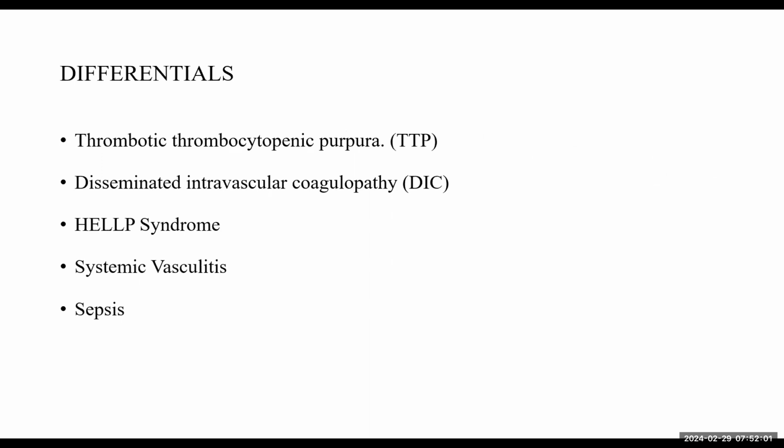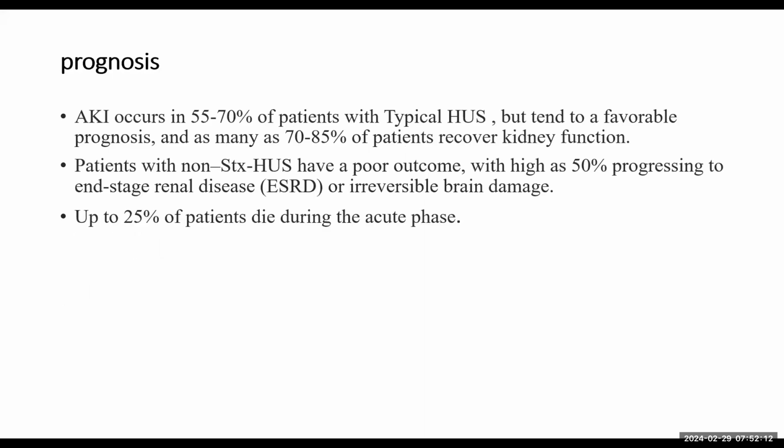The differential diagnoses I mentioned earlier are TTP, disseminated intravascular coagulation, HELLP syndrome, systemic vasculitis, and sepsis. For the prognosis, AKI occurs in 55 to 70% of patients with typical HUS, but they tend to have a favorable outcome, a better prognosis compared to those with atypical. Patients with atypical HUS have poorer outcomes, with about 50% progressing to end-stage renal disease or irreversible brain damage, and up to 25% dying during the acute phase.